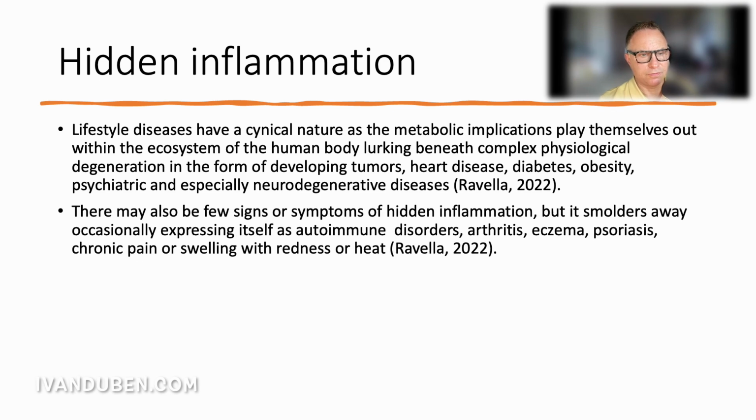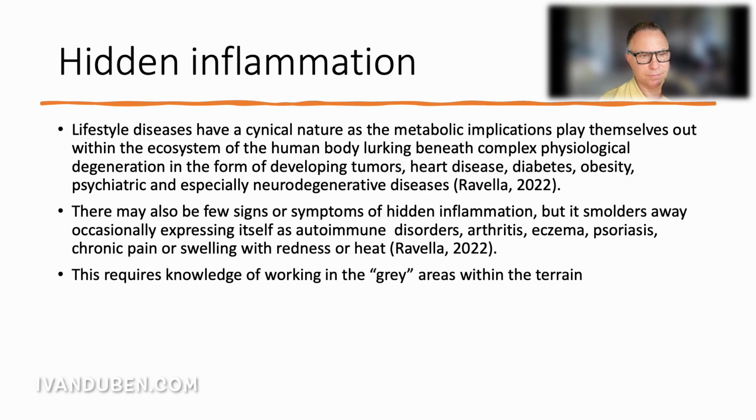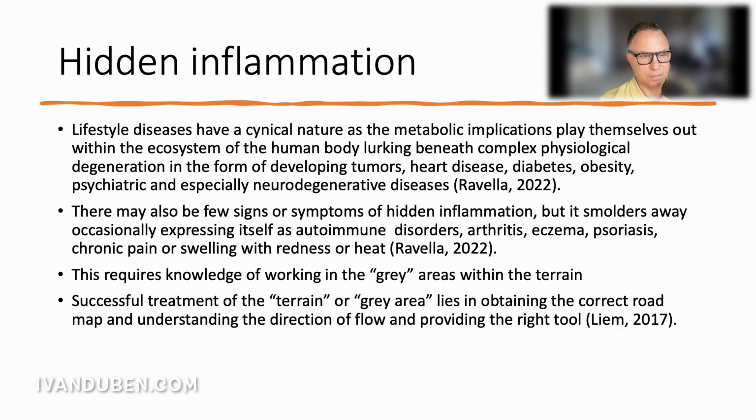There may also be a few signs or symptoms of hidden inflammation, but it smolders away, occasionally expressing itself as autoimmune disorders, arthritis, eczema, psoriasis, chronic pain or swelling with redness or heat. This requires knowledge of working in the gray areas within the terrain. Successful treatment of the terrain or gray area lies in obtaining the correct roadmap and understanding the direction of flow and providing the right tools.